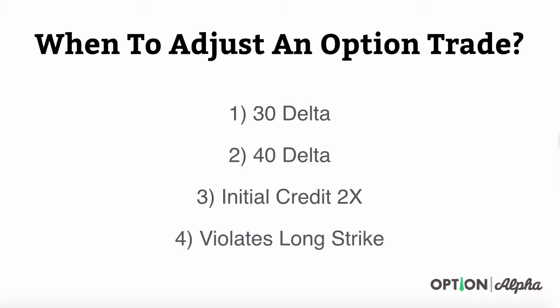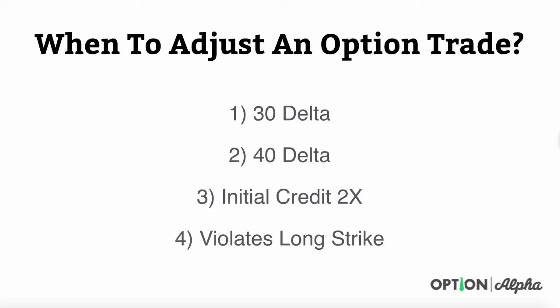Now, this is all assuming that you're making very high probability of success trades to begin with. So the first way that you can do it is you can make an adjustment when the short strike of your spread, whatever spread you have, reaches a 30 delta. Now, in our case, most of the trades that we enter, we're entering at about a 15 delta or a 15% probability of losing on either end. And so the trade reaching a 30 delta means that our probability of losing has doubled.